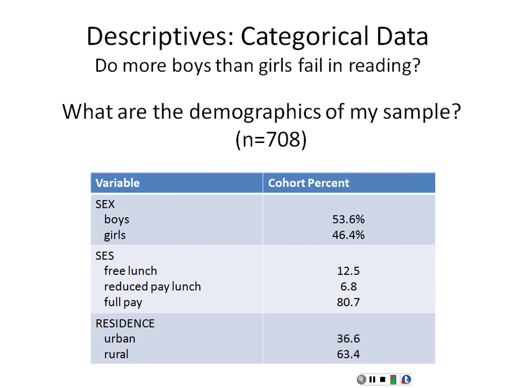Now, here's my descriptives on the same kids using categorical data. So what are the demographics? My total N was 708. And again, you saw the numbers of boys and girls in the previous slide. I just transferred it to percentages now. So I had basically 54% boys and 46% girls. I also looked at the distribution of socioeconomic status among these kids. So free lunch, reduced lunch, and full pay. You can see that free and reduced lunch are only about 20% of the total sample.